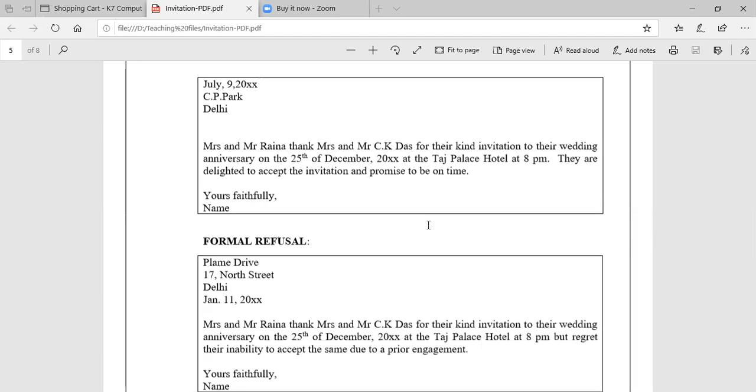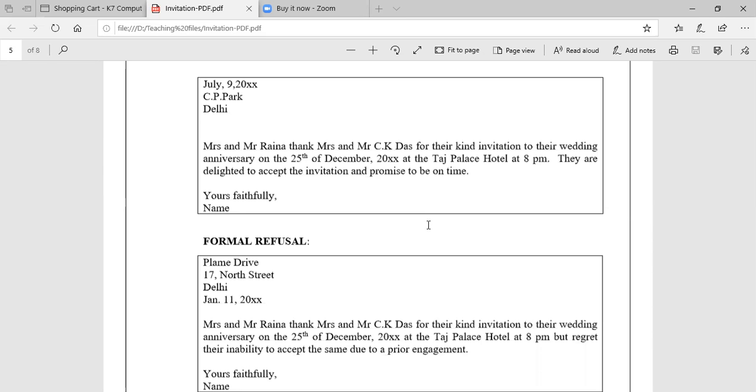When we talk about formal acceptance, we have to follow the sender's address without name, date with the format, then salutation, then the content, the body of the reply. Here we can go for a third person's note. For example, Mr. and Mrs. Raina thank Mr. and Mrs. C.K. Das for their kind invitation to their wedding anniversary on the 25th of December, at the particular venue, the Taj Palace Hotel, at 8 p.m.